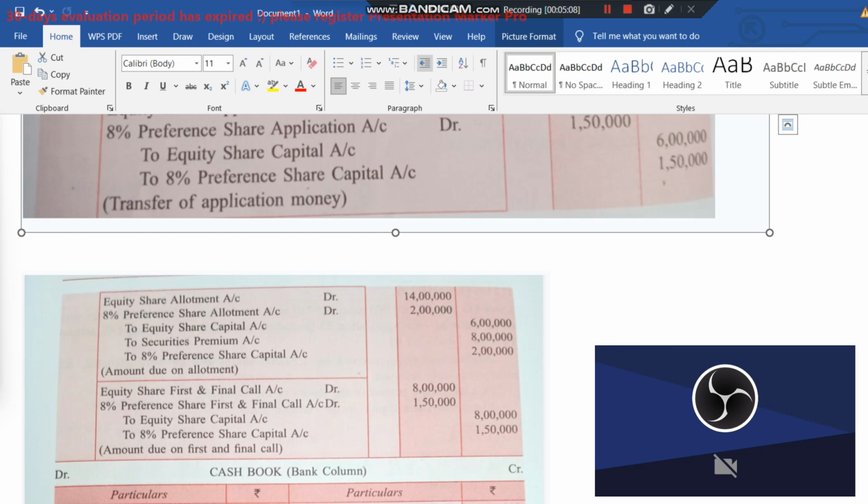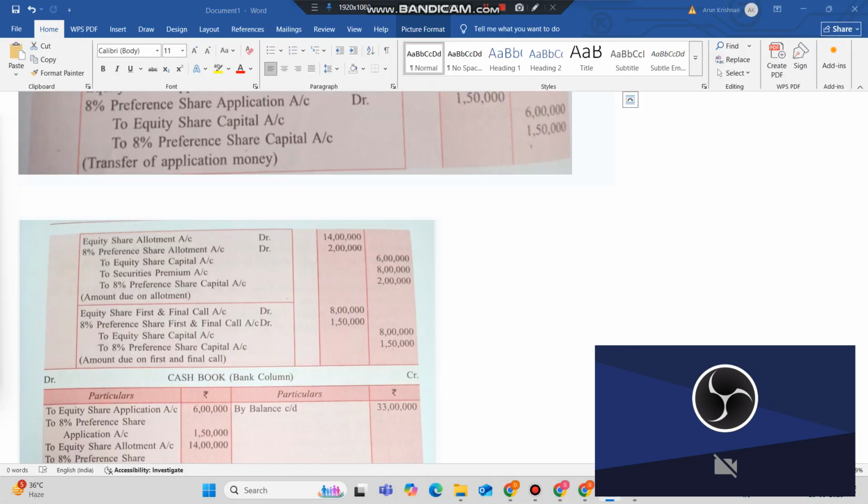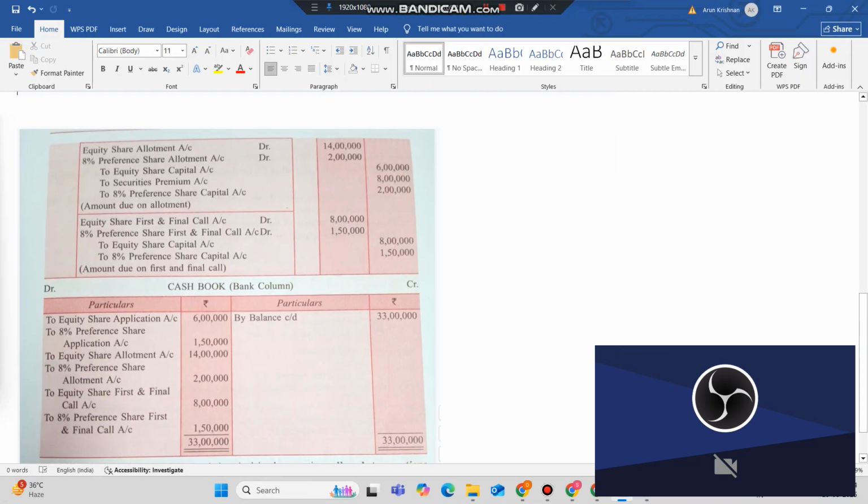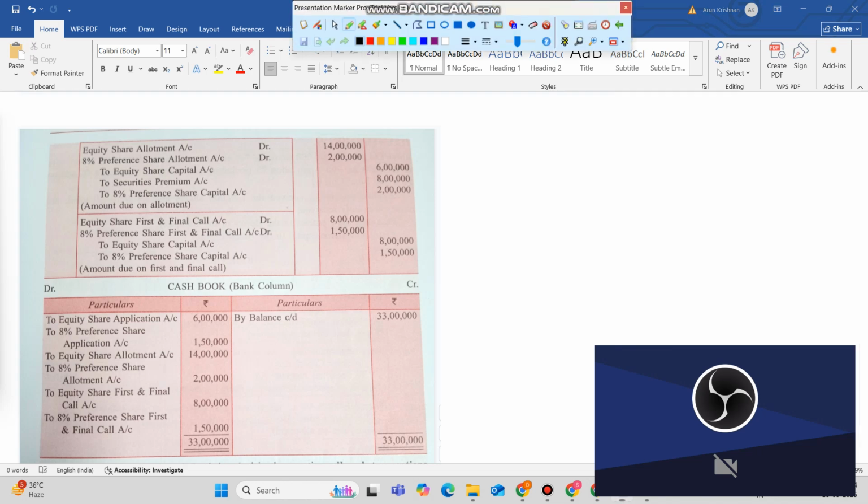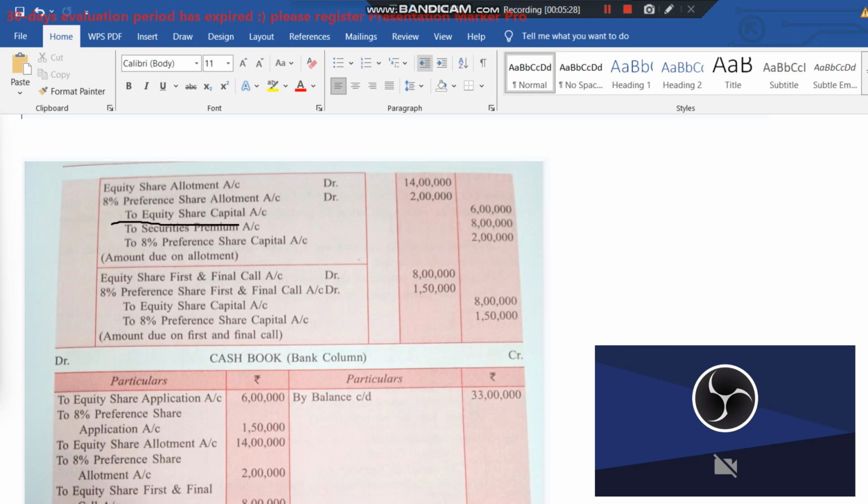So what is the total equity share allotment? It is 2 lakh into 7 rupees, which includes premium, right, in the question. So which is 14 lakh. 2 lakh into 7 rupees is 14 lakh, and you are going to split the amount now. So 2 lakh into 3 rupees is share capital, and the premium is 4 rupees, right? 2 lakh into 4, which is 8 lakh. So 14 lakh is distributed here as 6 plus 8 lakhs.